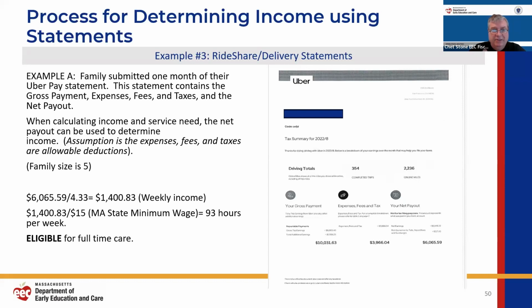So in this case, in this Uber statement, it's family size of 5. As you can see, the net payout for the month was $6,065. You divide that by the 4.33. This is our normal calculation that we've always used. Divided by the 4.33, gets you the $1,400 in the weekly income. You take that weekly income, $1,400, divided by the minimum wage, gets you to 93 hours per week. So they are eligible for full-time care.